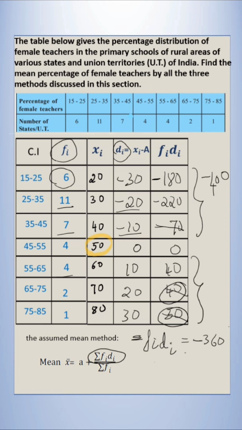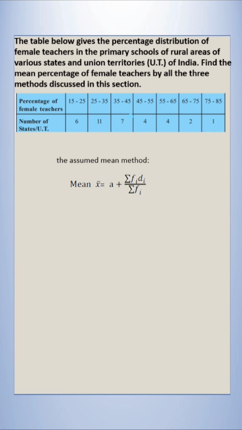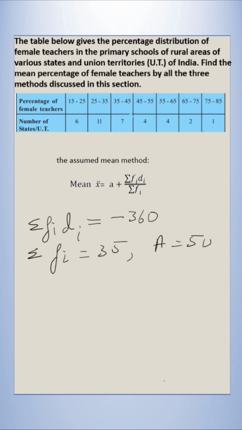You know already that summation of fi is 35. So summation of fi di is equal to minus 360, summation of fi is 35, and A is equal to 50. Now let us substitute the values to find the mean. A is 50 plus summation of fi di, minus 360, upon summation of fi, 35.